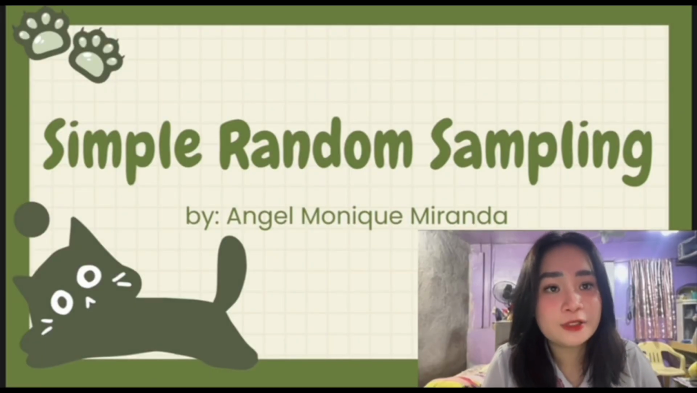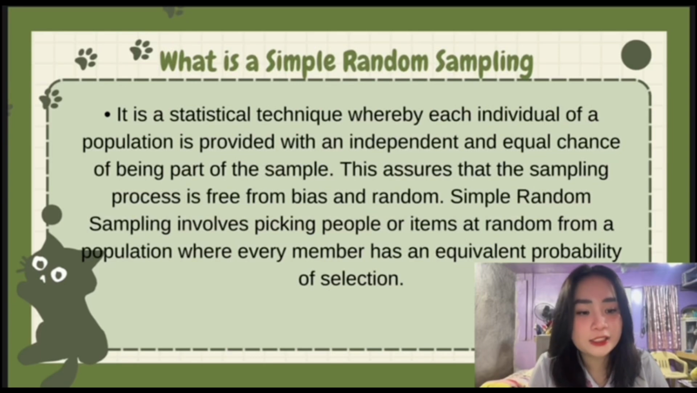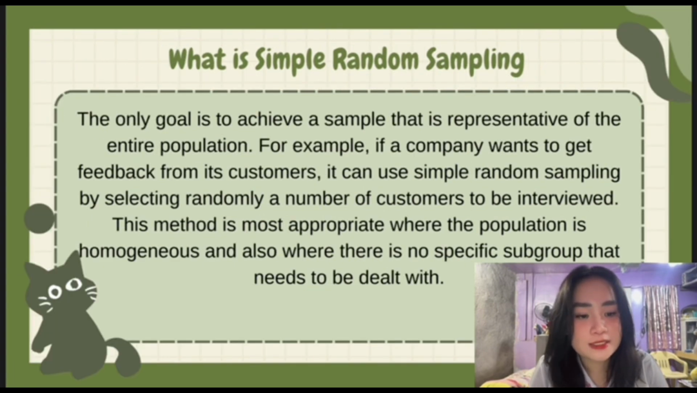Hello everyone! Today we will explore the interesting world of simple random sampling. So, what is simple random sampling? It is a statistical technique whereby each individual of a population is provided with an independent and equal chance of being part of the sample. This assures that the sampling process is free from bias and random. Simple random sampling involves picking people or items at random from a population where every member has an equivalent probability of selection. The only goal is to achieve a sample that is representative of the entire population.